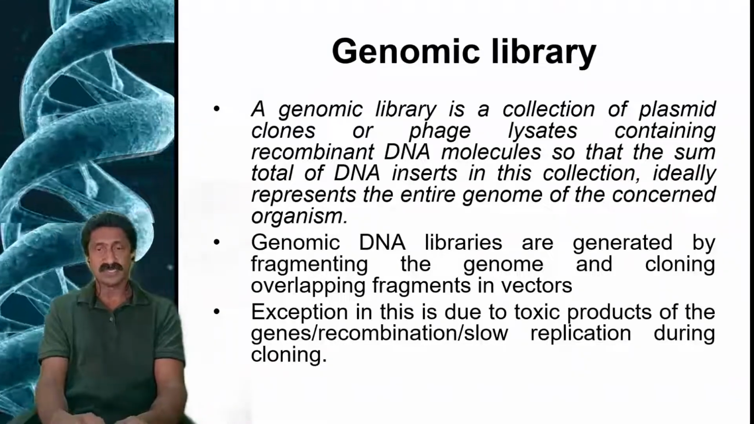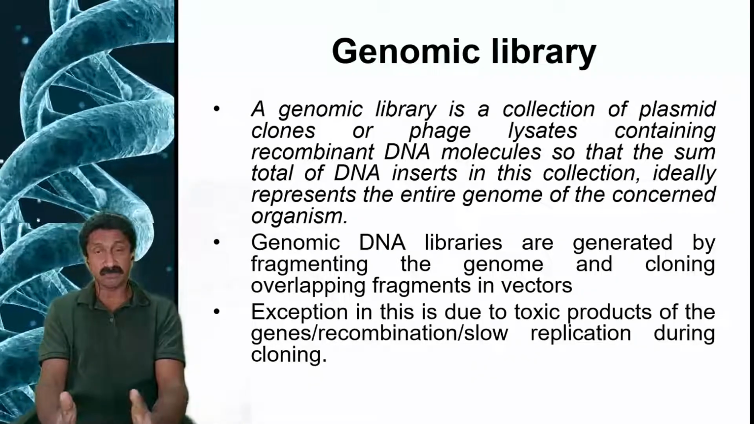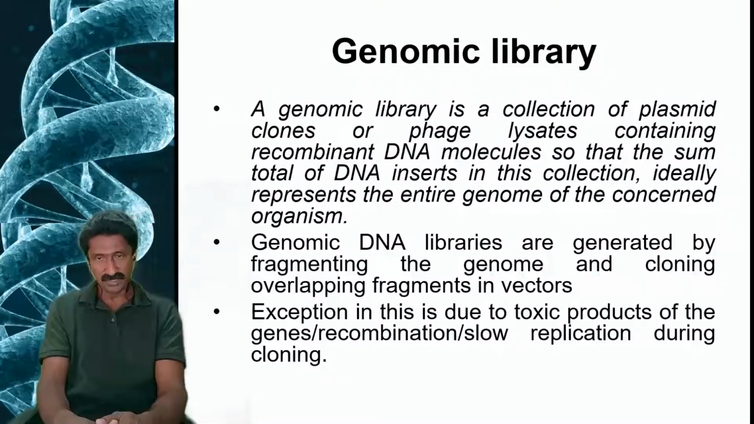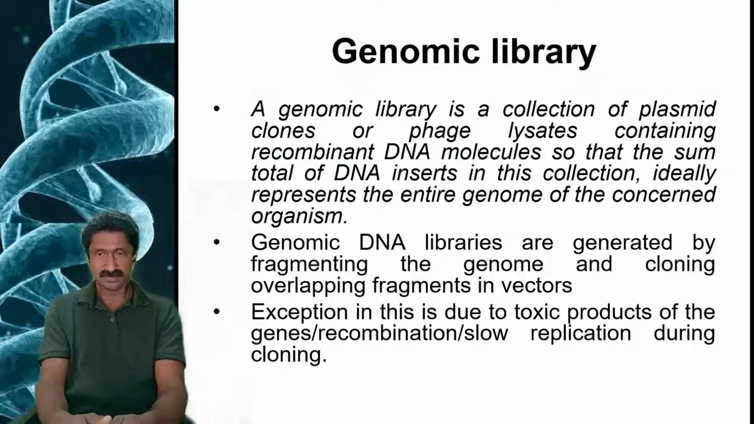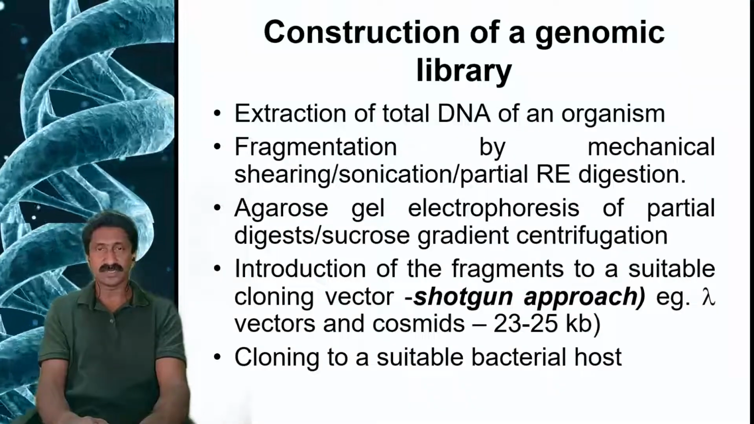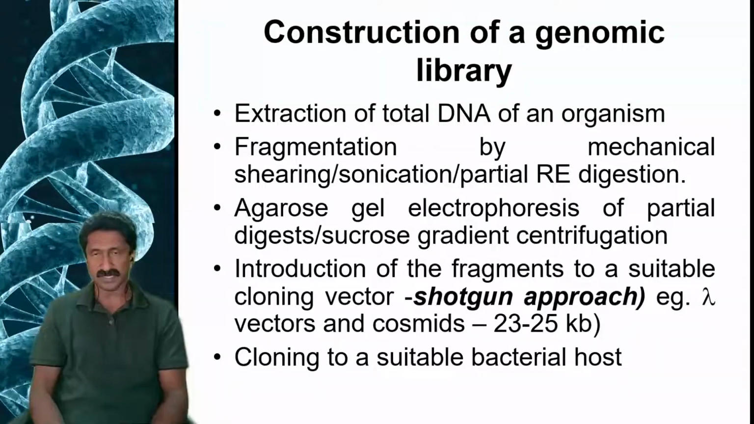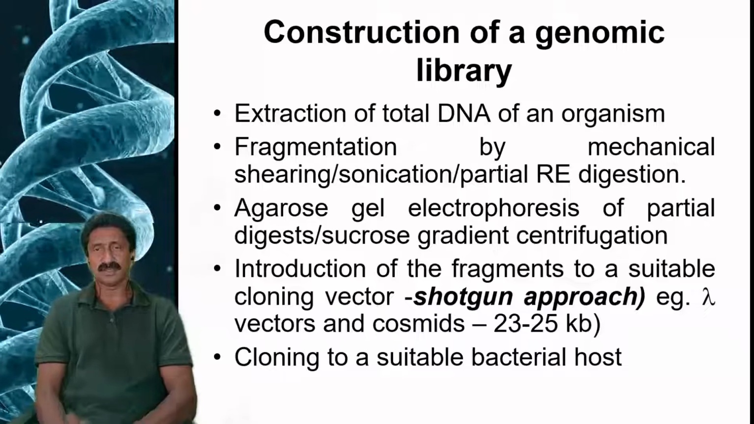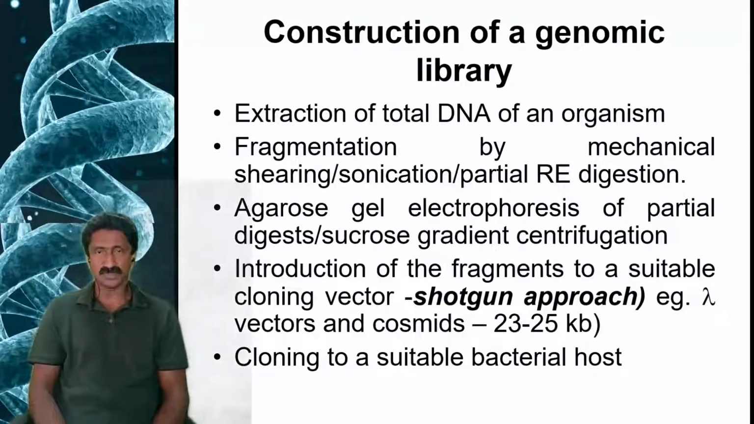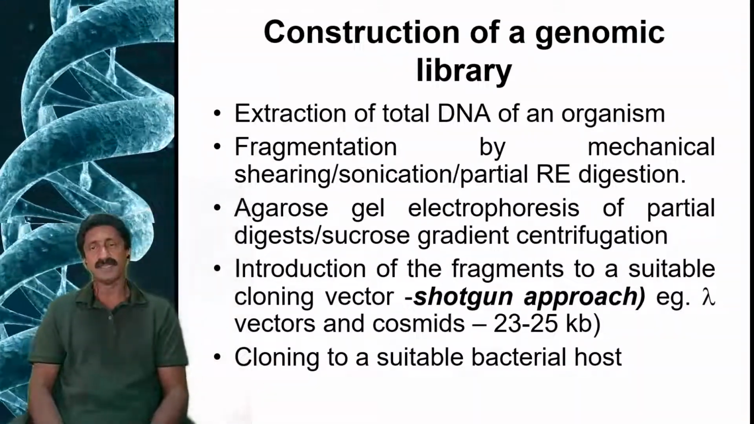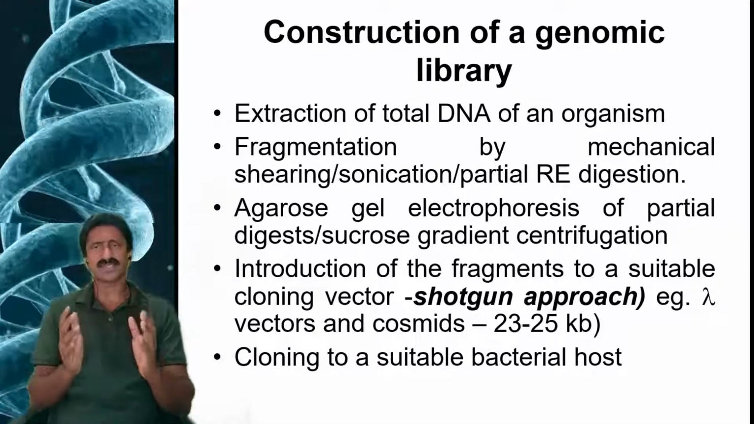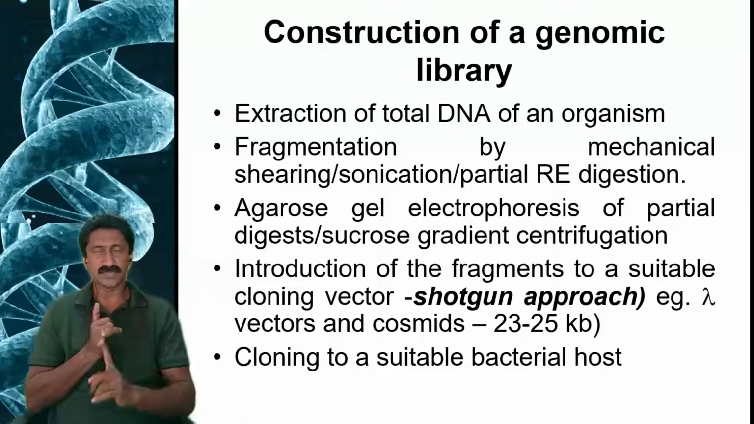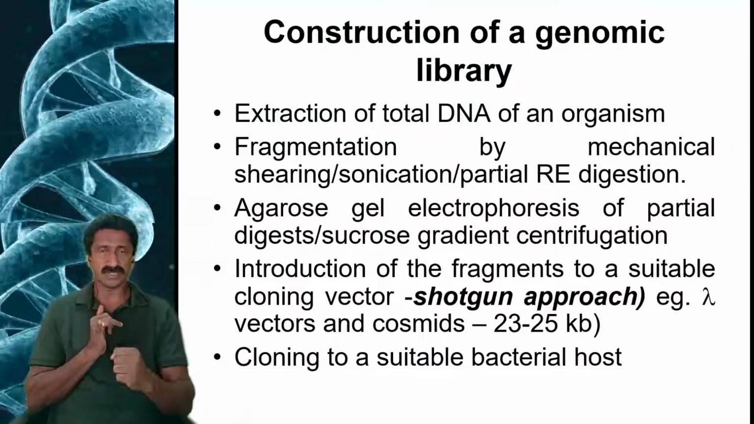So in that case, there is a possibility that some of the fragments may not be represented in the library of the genomic DNA. So this is about the general concept of the genomic DNA library, and here some of the methods for construction of the genomic library are given. You can see that the extraction of the total DNA of the organism is the first step. So for preparation of the genomic library, you are required to extract the total DNA.